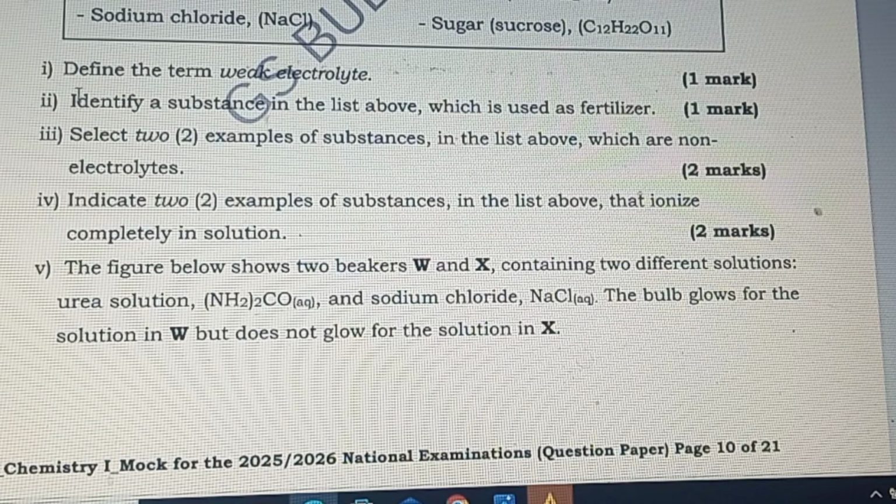Then identify the substance in the list above which is a fertilizer. Is this urea? Select two examples of substances in the list above which are non-electrolytes. We have ethanol, we have sugar, and urea is a non-electrolyte, means that it has no ions in its solution.